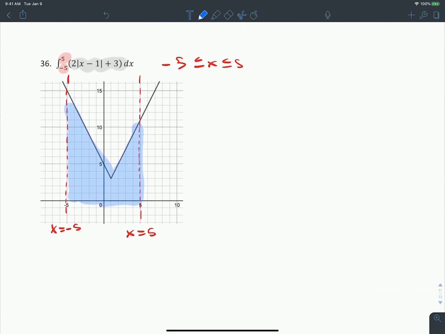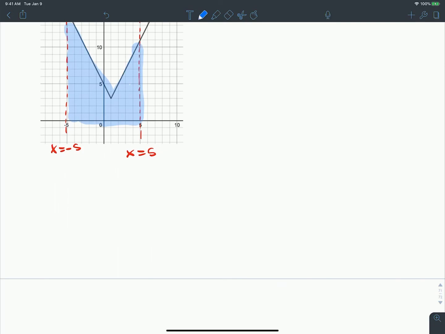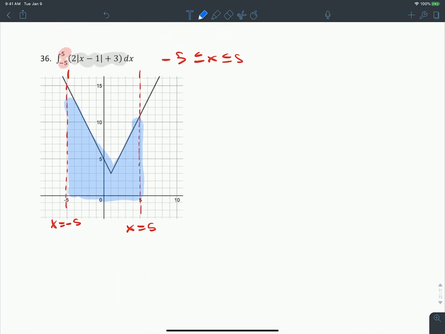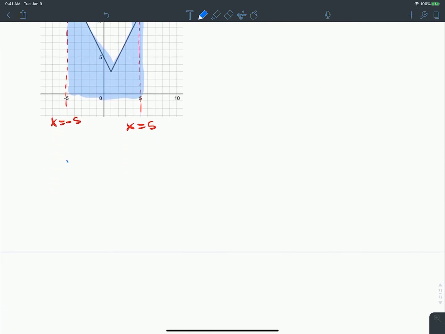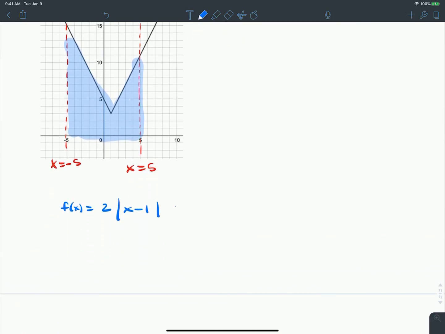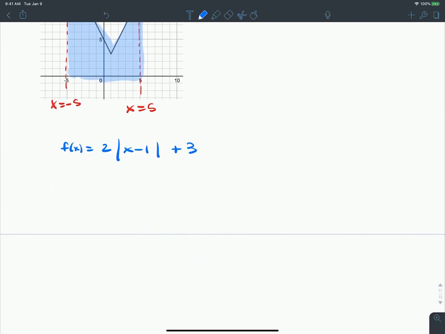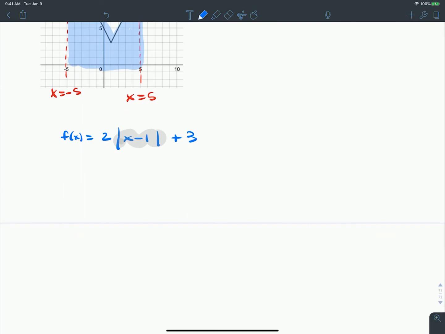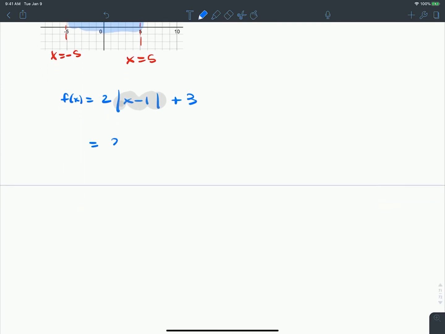So I'm going to do some work here to say, here's my function. Let's call this f. And so f of x here is 2 absolute value x minus 1 plus 3. So I'm going to have to use my definition of piecewise for the absolute value of x minus 1. So here's what we get. 2 times x minus 1 plus 3 for x minus 1 is greater than 0.